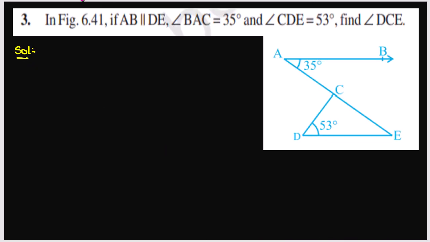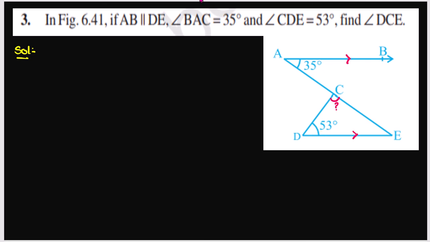Now let us see the third question. In figure 6.41, as given here, if AB is parallel to DE, it is given, and angle BAC is 35 degrees. So this is angle BAC 35. And angle CDE is 53. Angle CDE, this is 53. Then it is asked to find angle DCE. So this angle it is asked to find. How to find this angle? Now let us see, children.